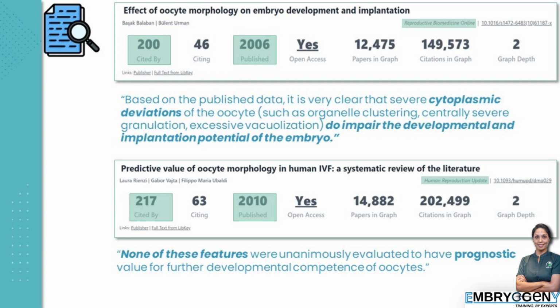The first one concludes that severe cytoplasmic deviations do impact the developmental and implantation potential of the oocyte. But this literature was from 2006. The next literature from the year 2010 mentions that none of these features were unanimously evaluated to have prognostic value for further developmental competency of the oocytes.